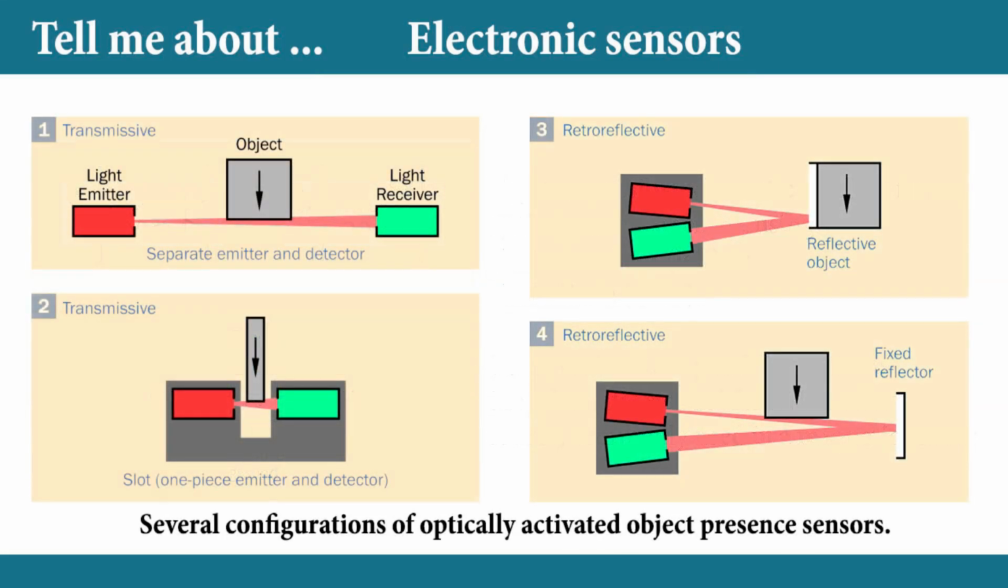Optical detection. A transmissive optical sensor, commonly referred to as a throughbeam sensor, comprises two parts, a light emitter and a light receiver. The sensor activates when an object either blocks or reflects the light beam between the two components. Optical sensors are categorized into transmissive and reflective types, including retroreflective sensors.